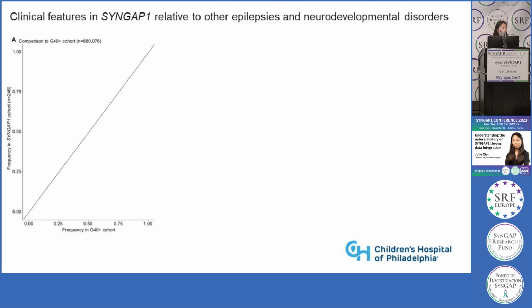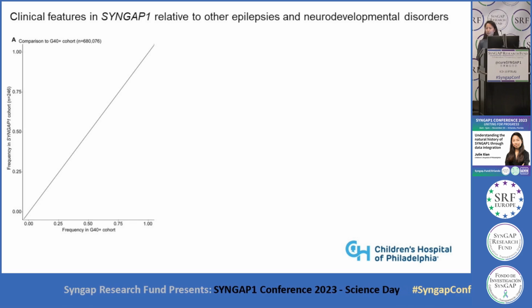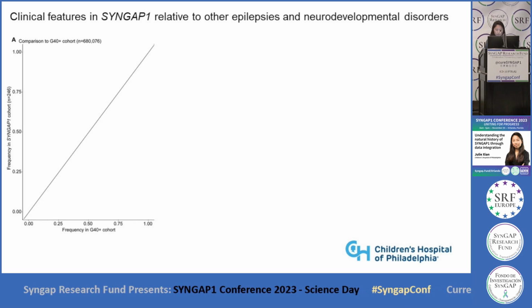Starting with the broad scope, looking at healthcare claims data. Here we're going to be comparing clinical features that are enriched in individuals with SYNGAP1 compared to other epilepsies and neurodevelopmental disorders. On the x-axis, we have the frequency of the clinical feature in individuals with any epilepsy identified in claims data using the G40 plus diagnosis code. This is compared to the y-axis, where we identified 246 individuals with SYNGAP1, also based on the ICD-10 code. So what did we find?